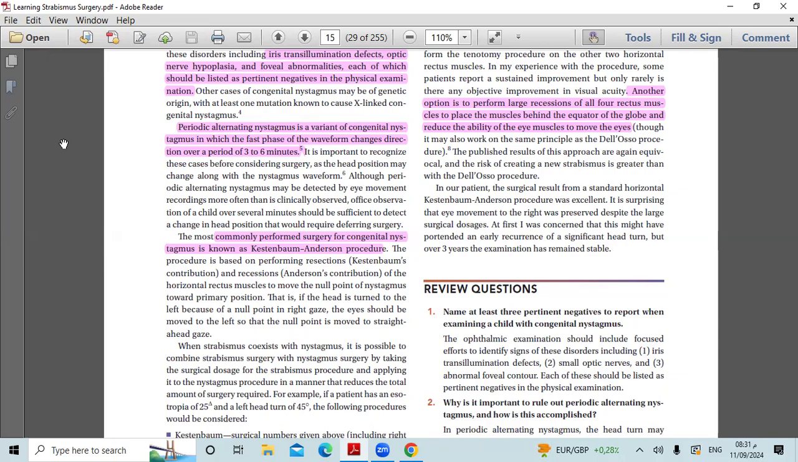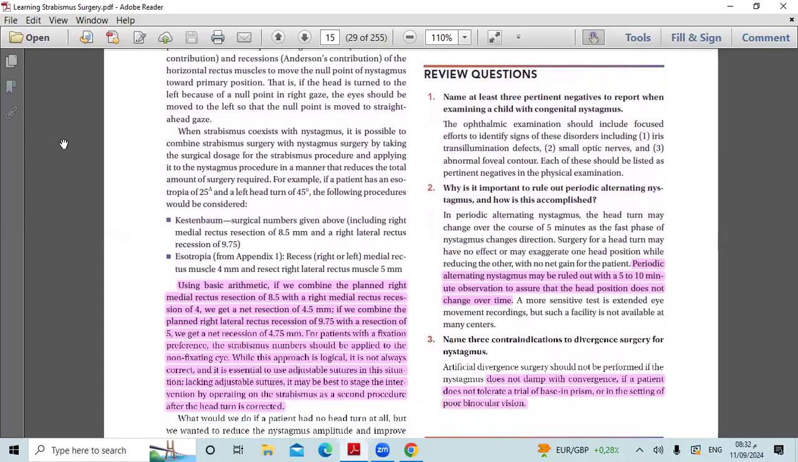The procedure is based on performing resections, Kestenbaum's contributions, and recessions, Anderson's contributions, of the horizontal rectus muscles to move the null point of the nystagmus toward primary position. That is, if the head is turned to the left because of a null point in right gaze, the eyes should be moved to the left so that the null point is moved straight ahead.